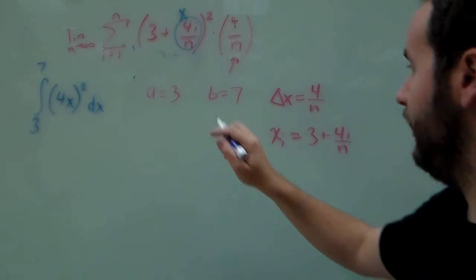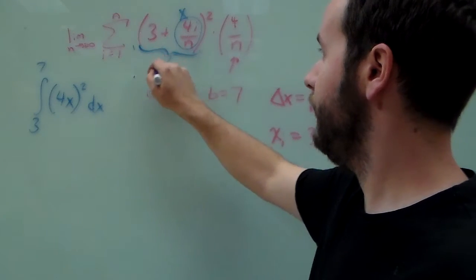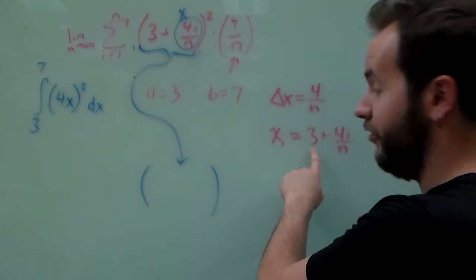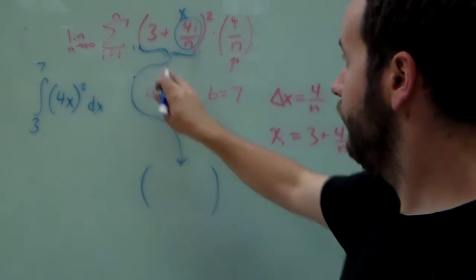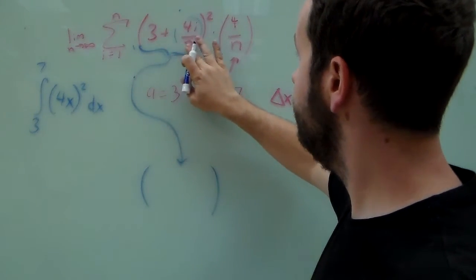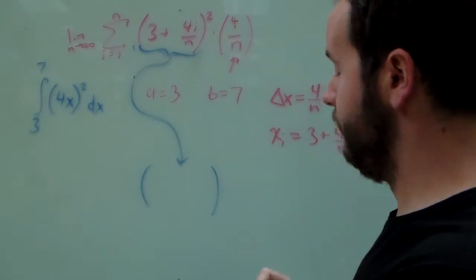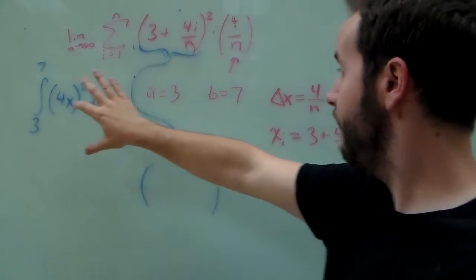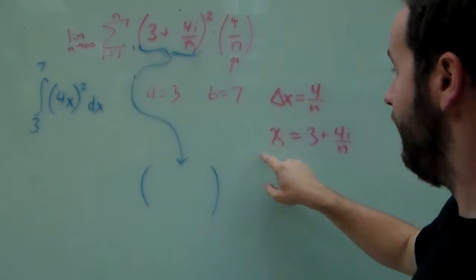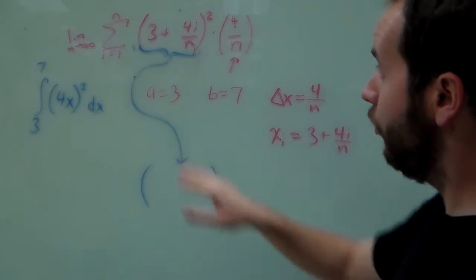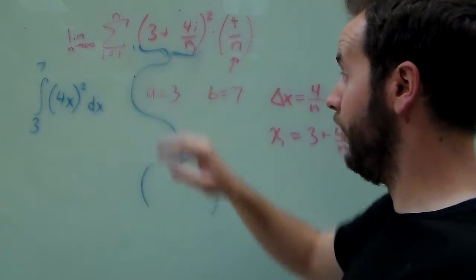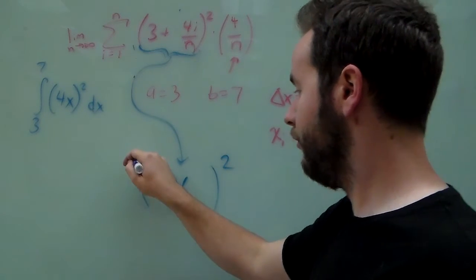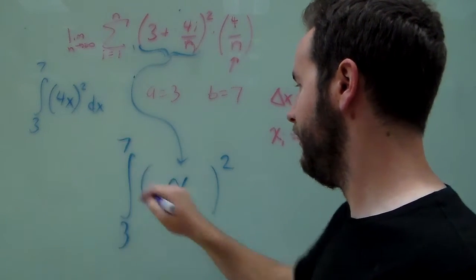Okay. Let's figure out what this should say then. If we convert this, if xi is 3 plus 4i over n, well, guess what I have? This entire thing is x. Let me rewrite this. According to this integral over here, we found that delta x equals 4 over n. That means xi is 3 plus 4i over n. Well, look what I have inside that parentheses. I have 3 plus 4i over n. So this entire thing is just x squared. And it's the integral of x squared from 3 to 7.